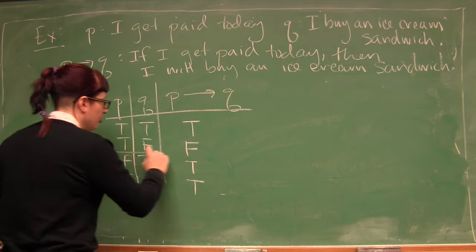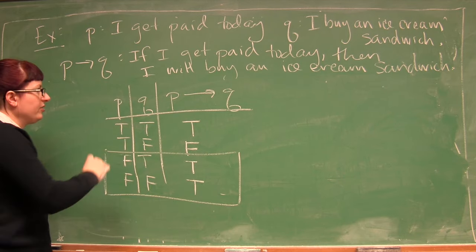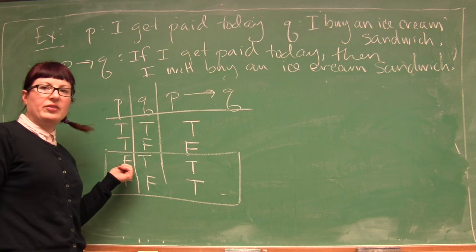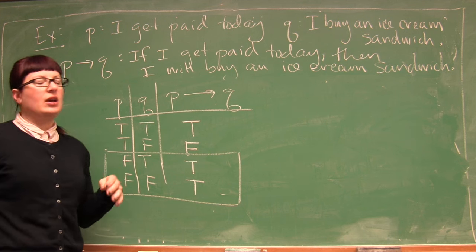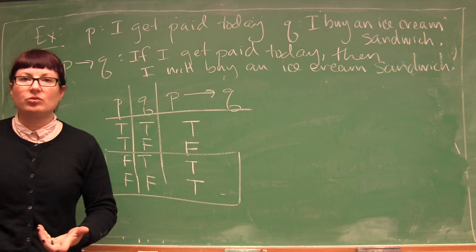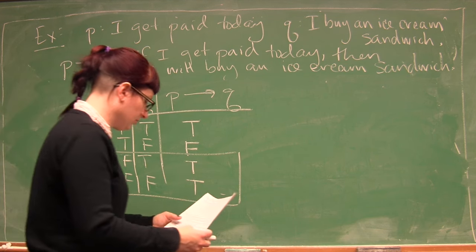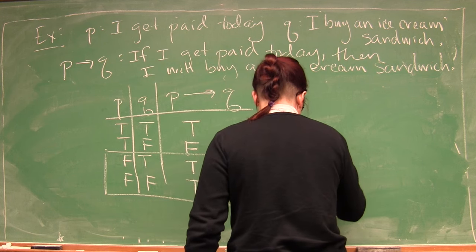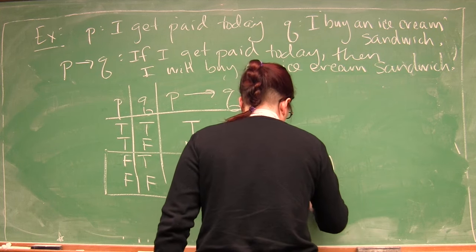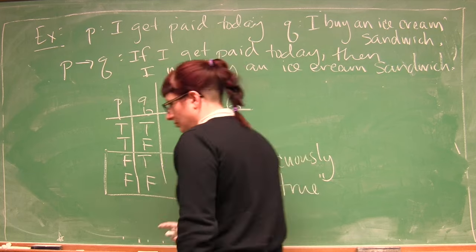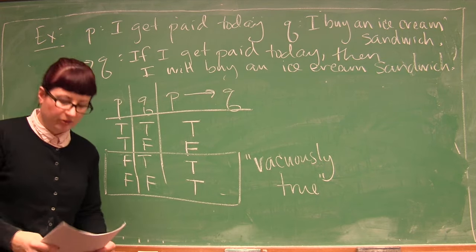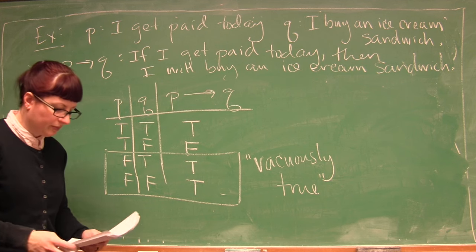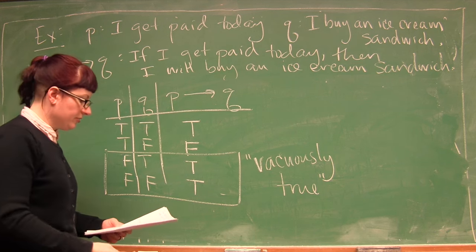In these two situations, where the statement P implies Q is true because the hypothesis P is false, we say that it's a vacuously true statement. That might help you remember as well. Okay, so one last example for this section.